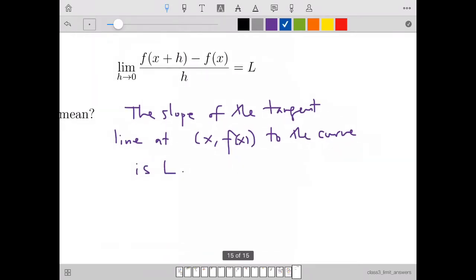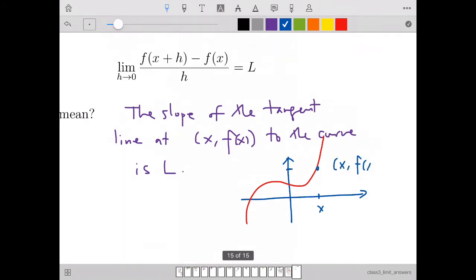It means if I have such a graph, right? Let's say this is x, then I have the point x comma f of x on the graph, and I have a tangent line, and the slope of this tangent line equals L. That's what it means.